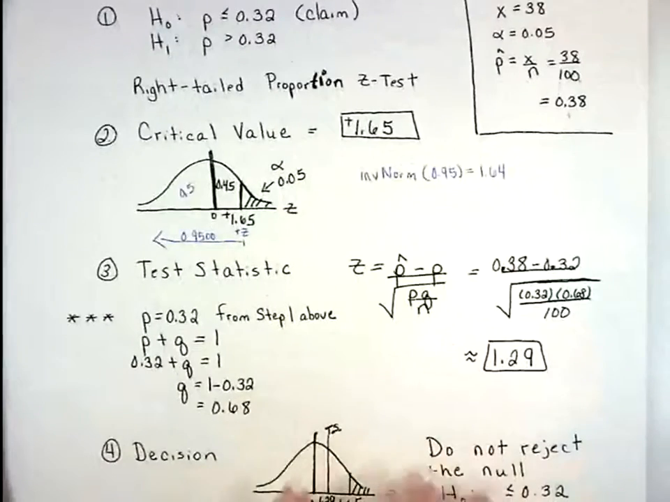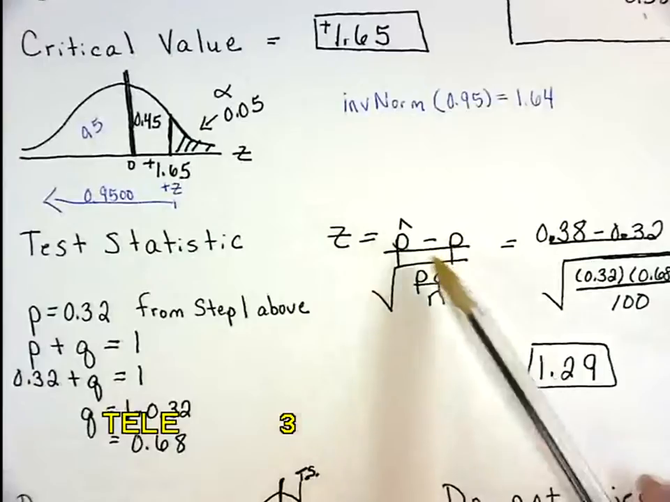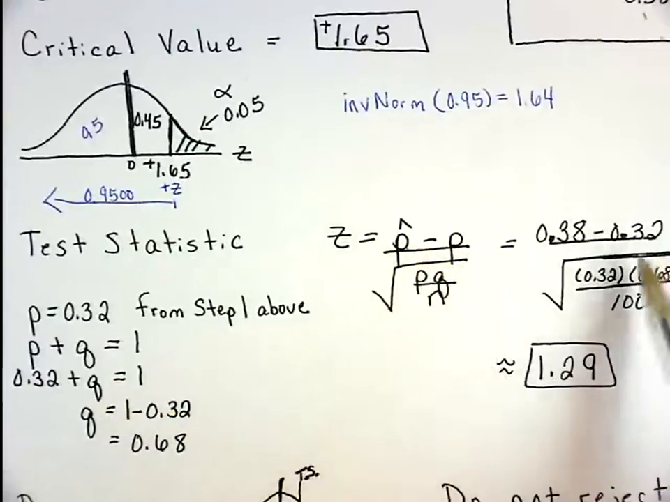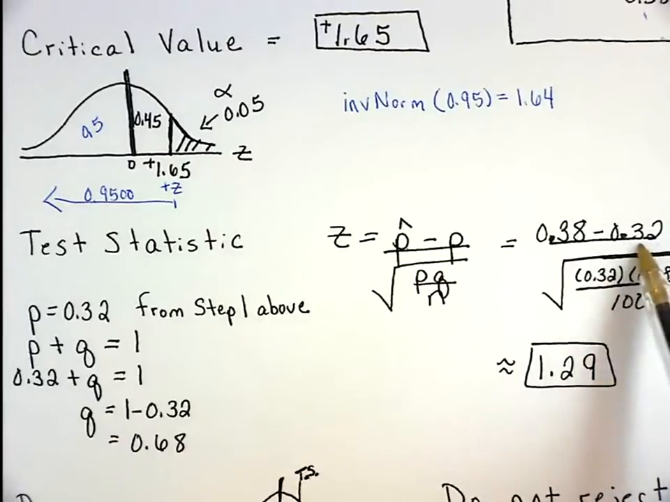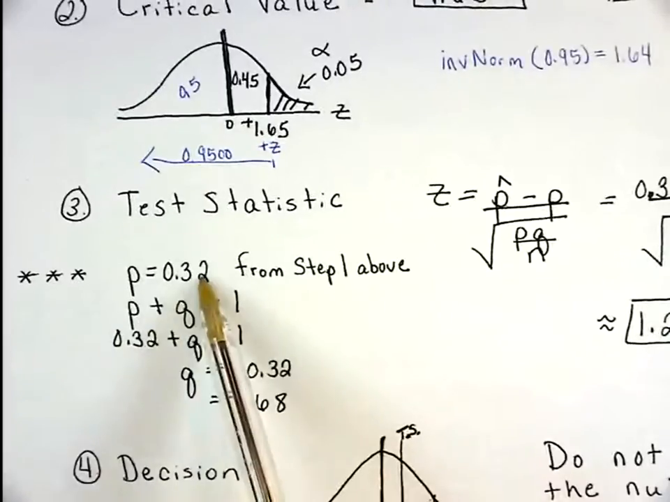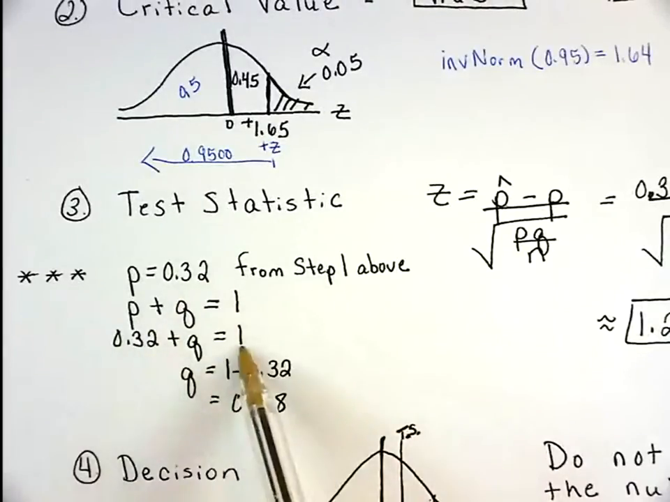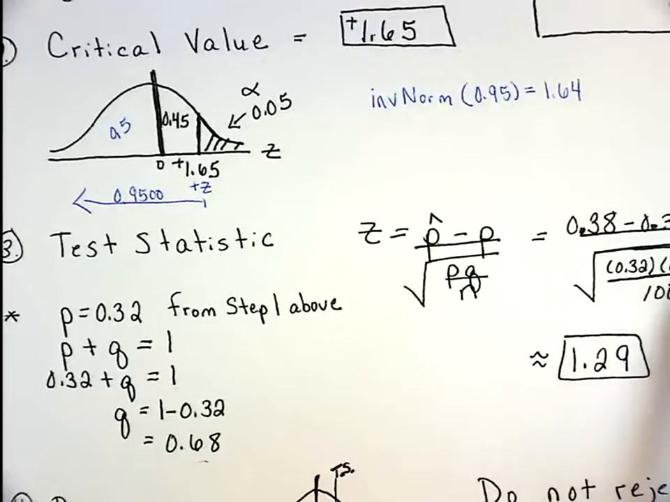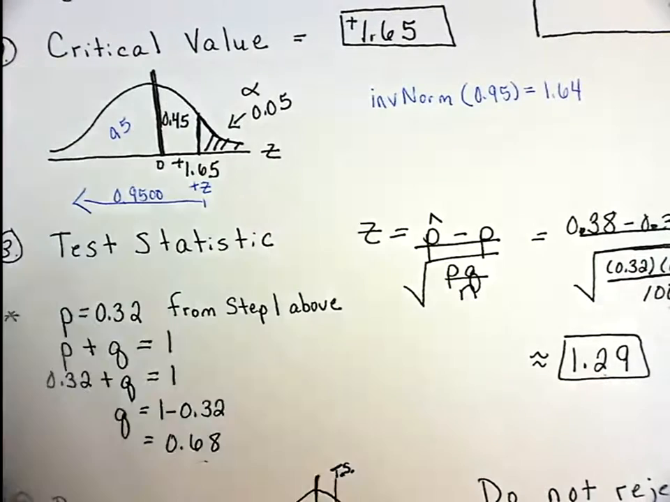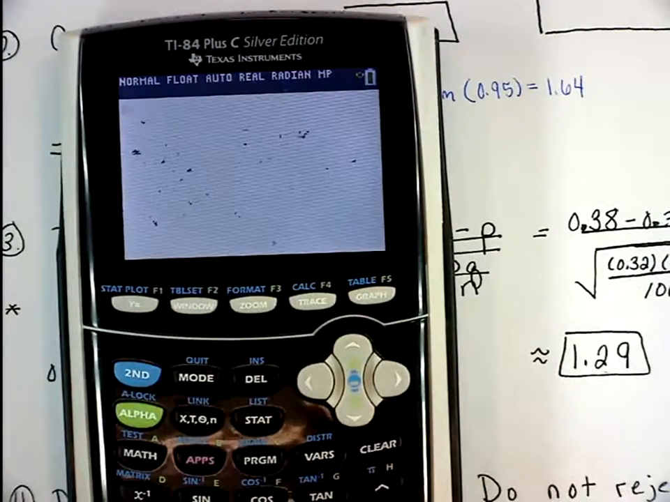Test statistic time. The p-hat that we found was 38%, and the claim from step 1 is that it's at most 32%. That's the claim, so in place of p, put 0.32. If p is 32%, then p plus q must equal 1, therefore q is 1 minus 32%, which is 68%. Therefore, under the square root symbol, you have p times q divided by your n, because they did sample 100 people that have been in a plane crash. You should get 1.29 as your test statistic, and I'll show you what that looks like in the calculator.